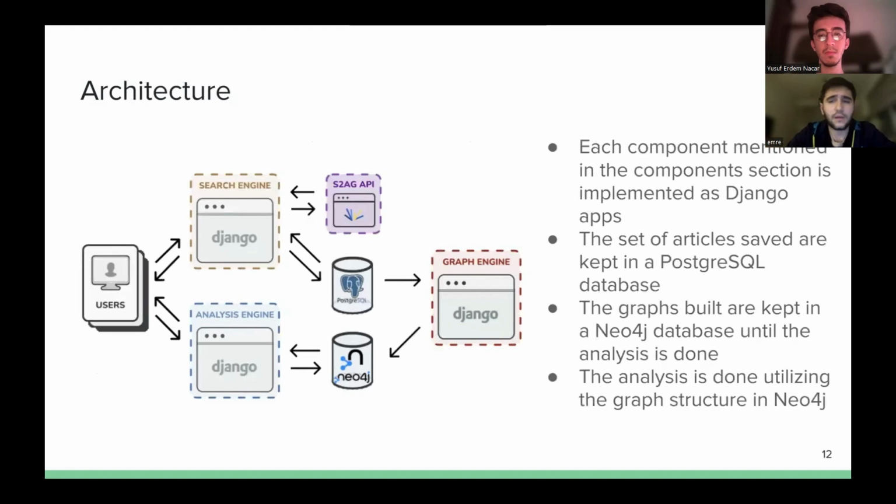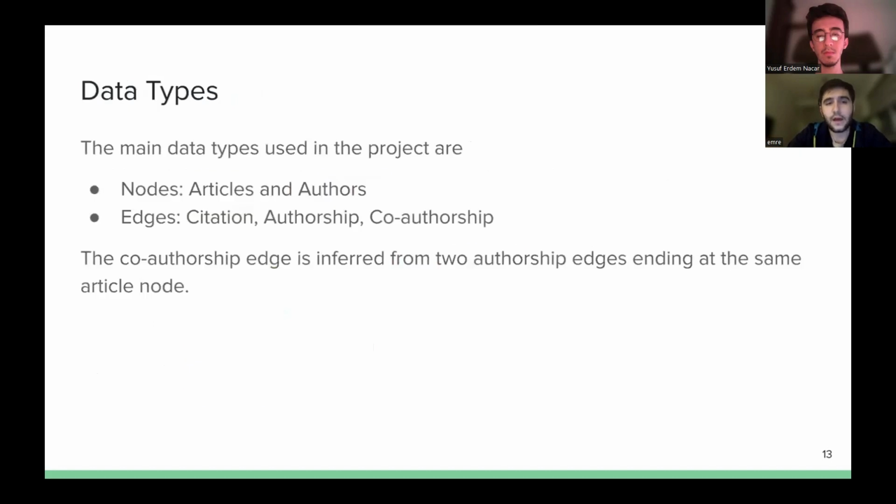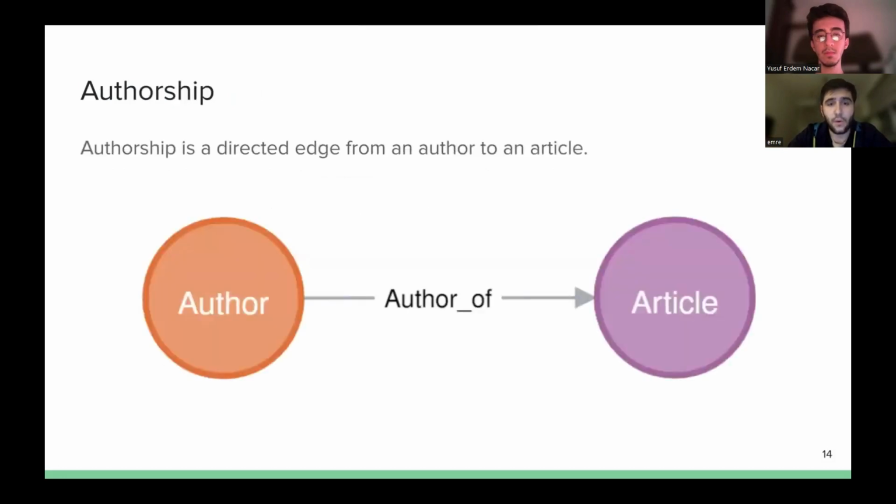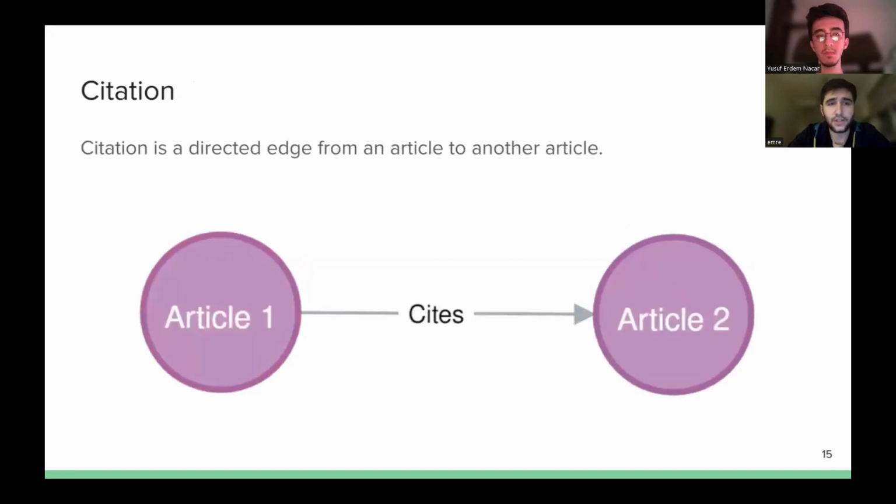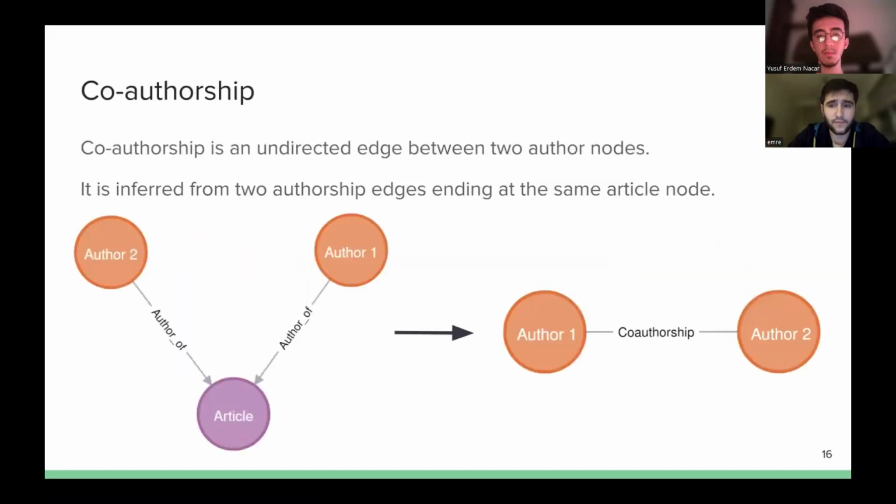Our architecture consists of these engines as different Django applications, Semantic Scholar Academic Graph API as external data source, PostgreSQL server, and Neo4j server for keeping the graphs. Our graph consists of article and author nodes, citation, authorship, and co-authorship edges. Here is the authorship edge, here is the citation edge, and here is the co-authorship edge derived from the authorship edges going to the same article.